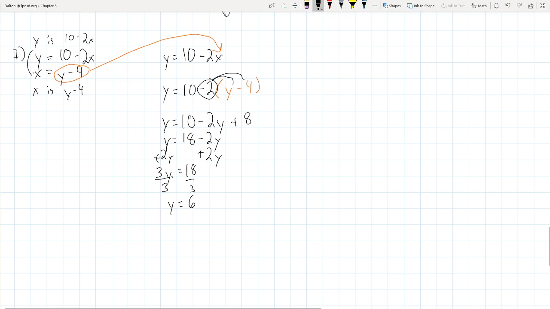If there's one that already has x by itself, I'm going to use that. So I go x equals y minus 4. And let me circle this in green just so you can see where I get it from. So x equals, in green, 6 minus 4. So x equals 2. So my answer for this entire thing that we just did is 2 comma 6.